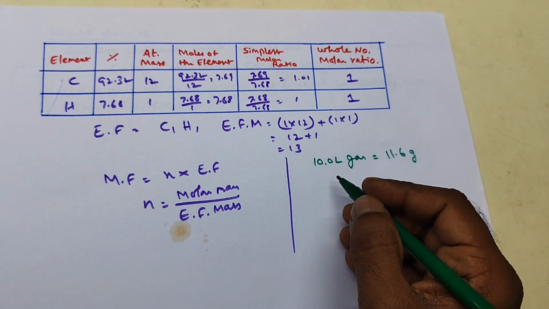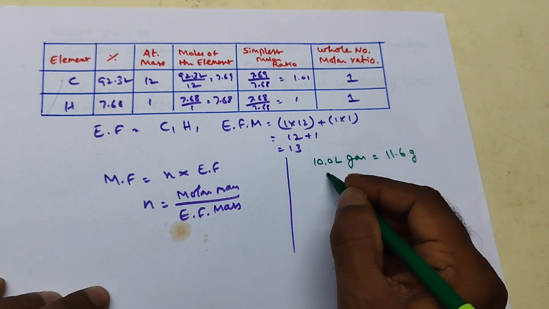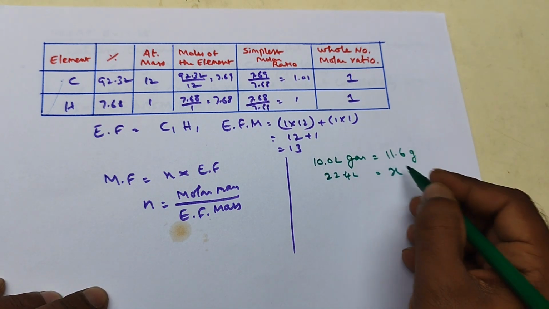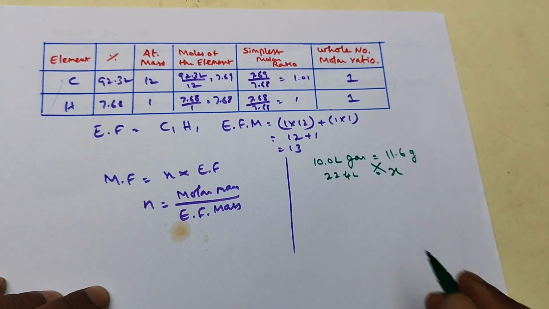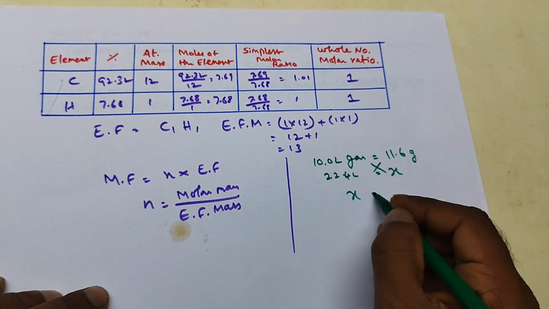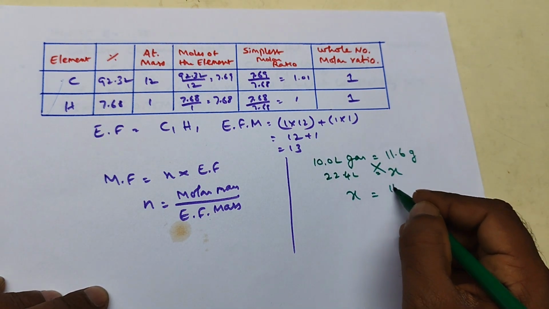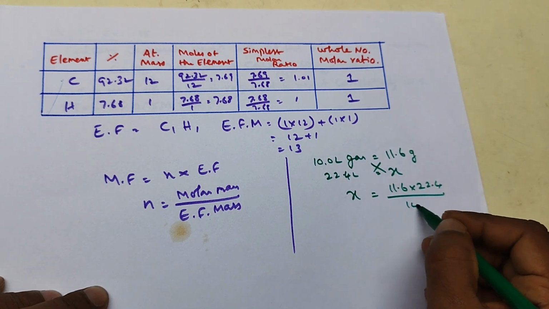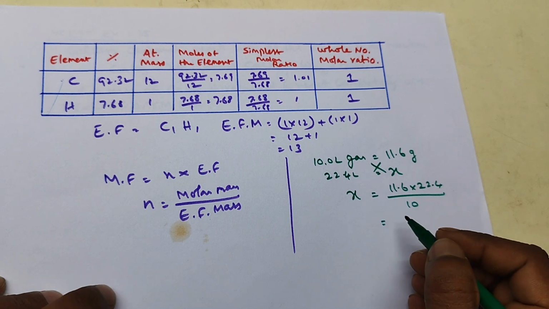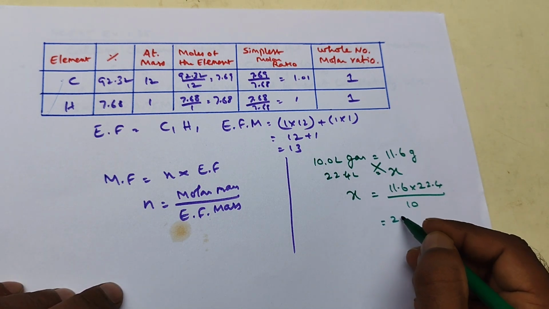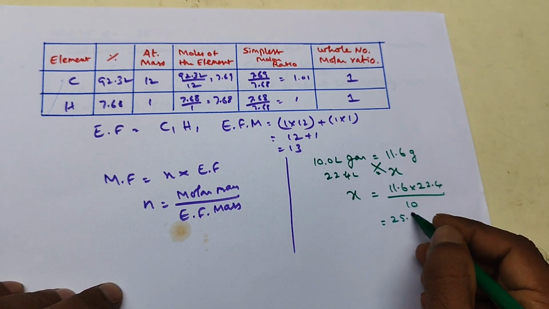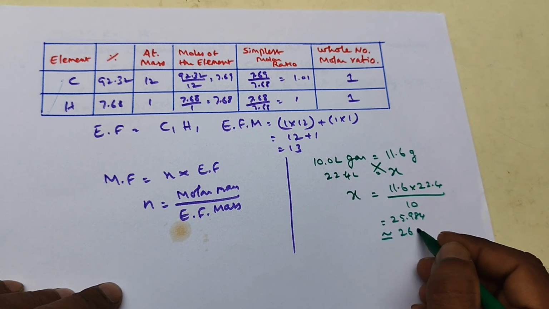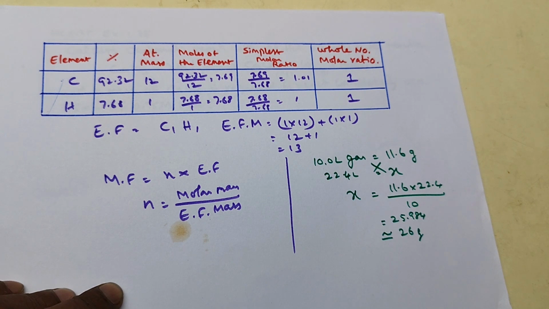The volume occupied by 1 mole of any gas at STP is 22.4 liters, which is how much gram of this gas. Cross multiplications, you have to find this. X is equal to 11.6 into 22.4 liters divided by 10. If you simplify this, it becomes about 25.984, which is approximately 26 grams. That is the molar mass of the gas.